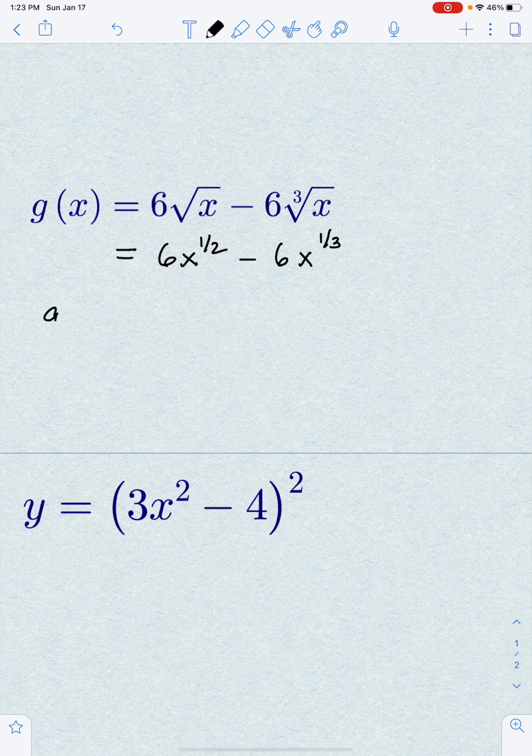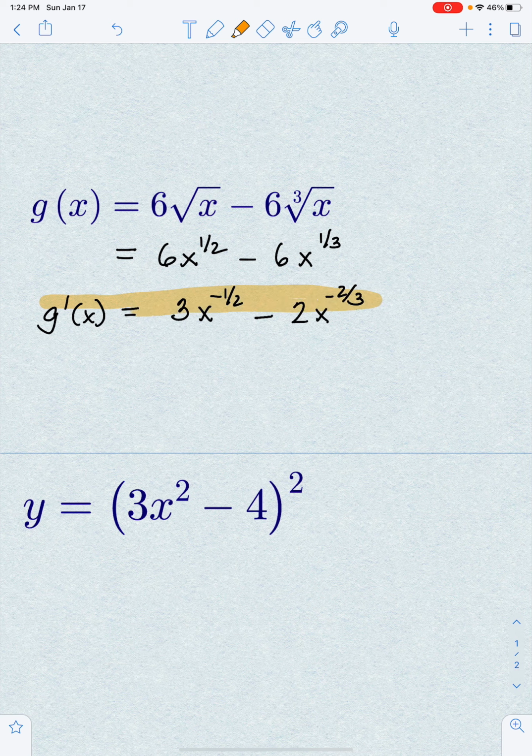So that means that the derivative, g prime of x, is equal to 6 times 1/2 is 3. So that's 3 times x to the, if we drop the power down by 1, that's negative 1/2 power, minus 6 times 1/3 is 2. X to the 1/3 minus 1 is negative 2/3. And there again is your final answer.